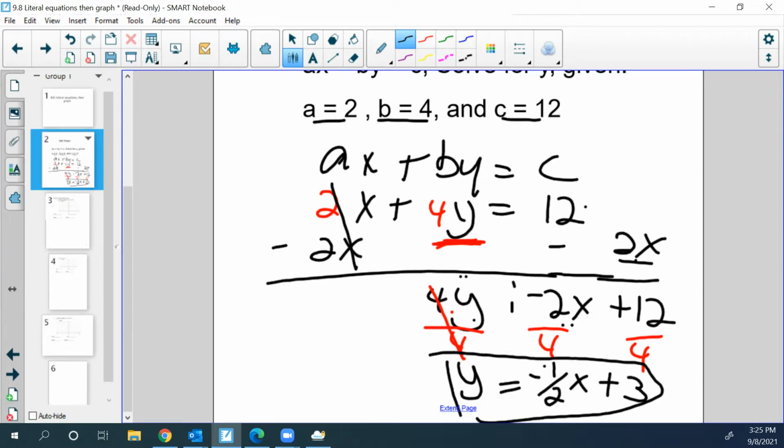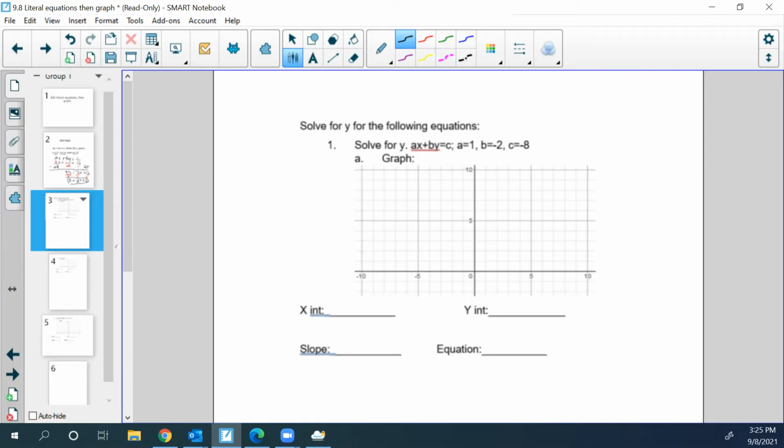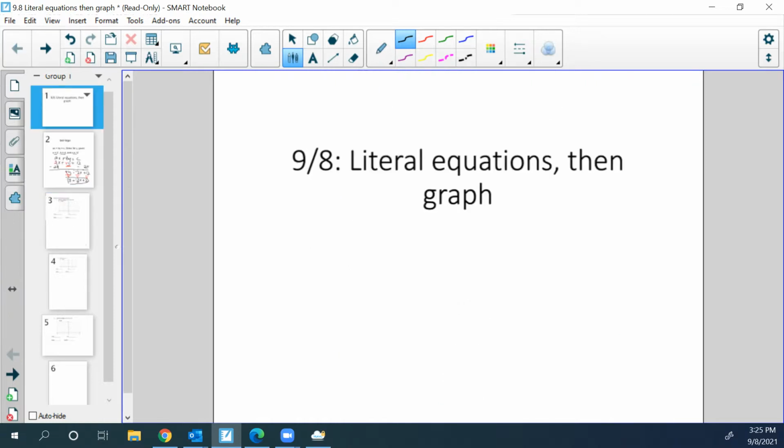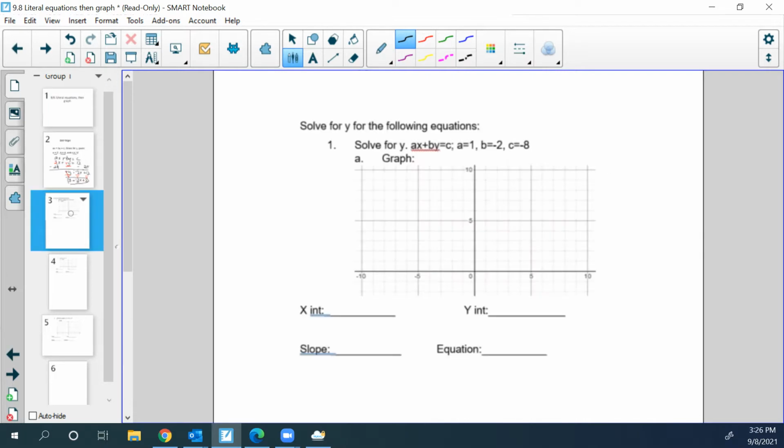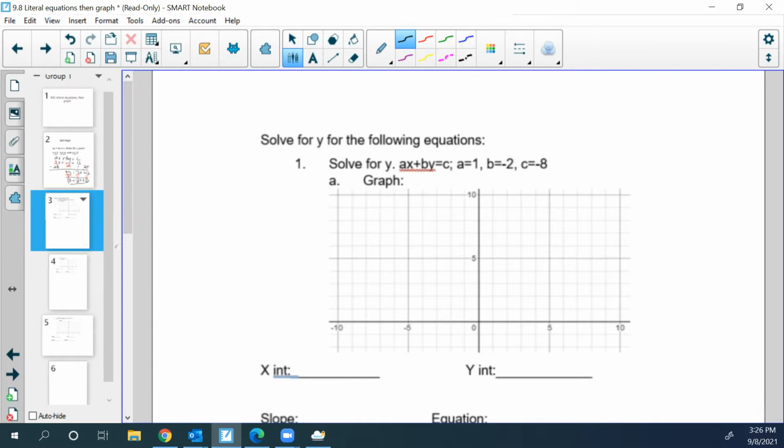All right. So that was the bell ringer today. Today's lesson is we're going to solve for y, but also graph the equation. All right, so let me make this a little bit bigger. View, zoom. Let's go to 125.